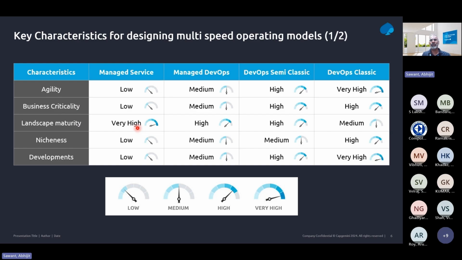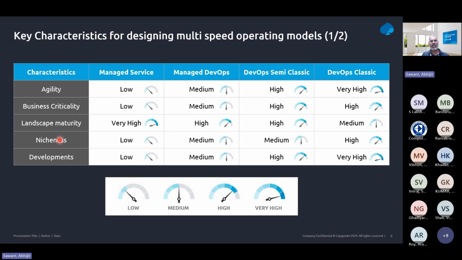I don't think customers would be interested to spend a lot of time if they are not agile, not very business critical, and it is a highly matured system. I am sure they want to move it out from their radar, make the vendors give the services, run the show, business as usual. They need not worry about it.